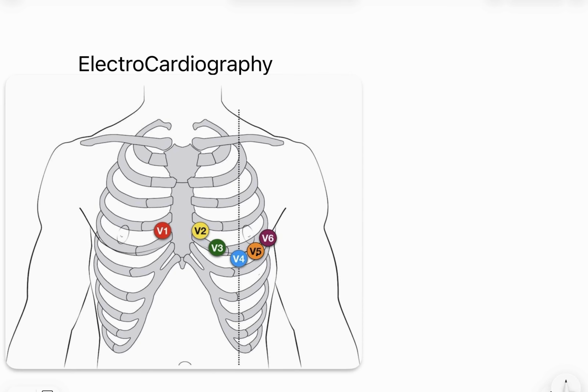Hello nurses, in today's session we are going to learn what an ECG is and how we can read an ECG for the diagnosis of various disease conditions of the cardiovascular system.